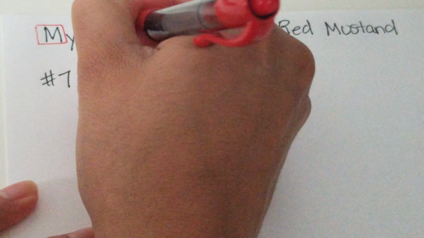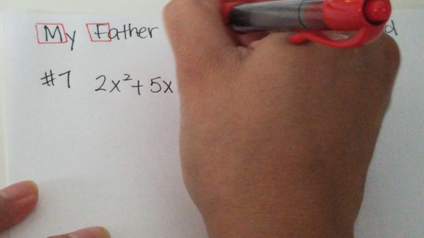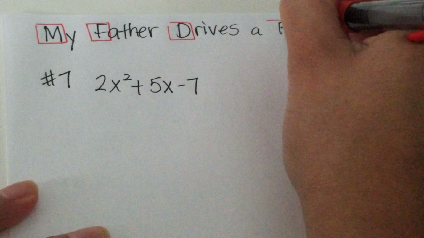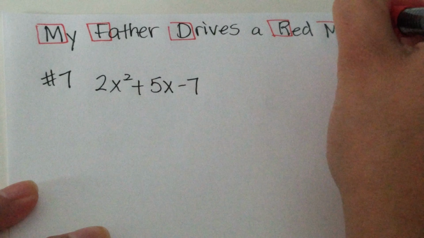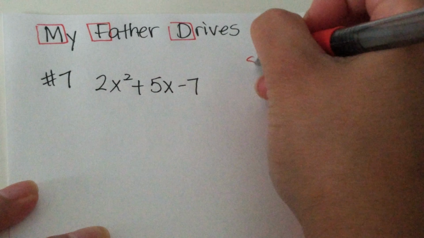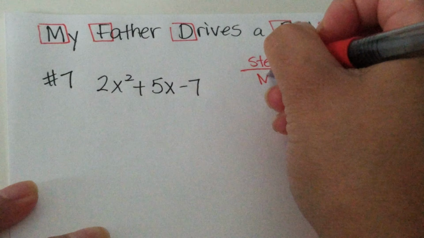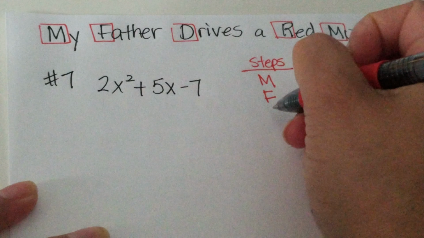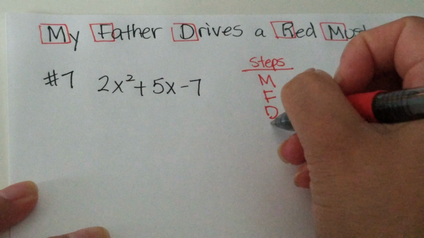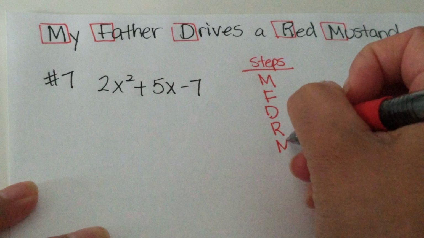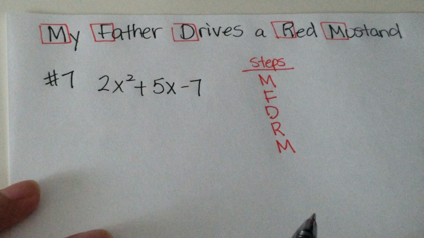The M stands for multiply, F for factor, divide, reduce, and move. So these are just the steps. Let me list them right here. Multiply, find the factor, and then divide, reduce, and move. So we're gonna do those.